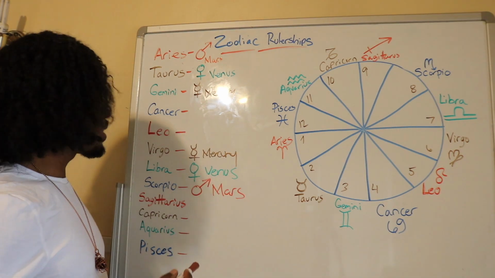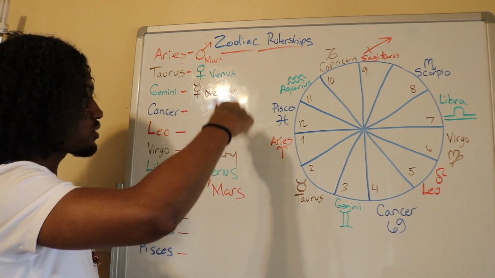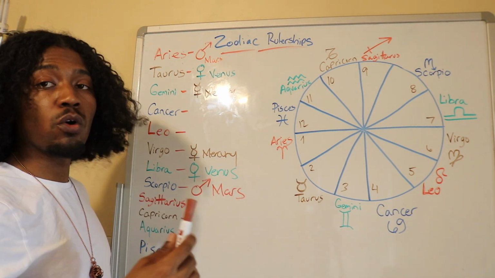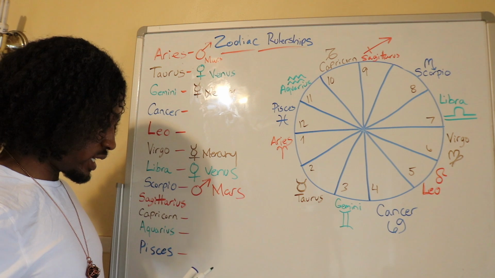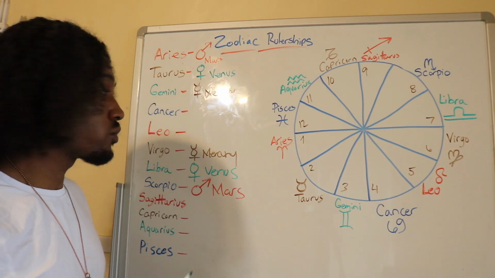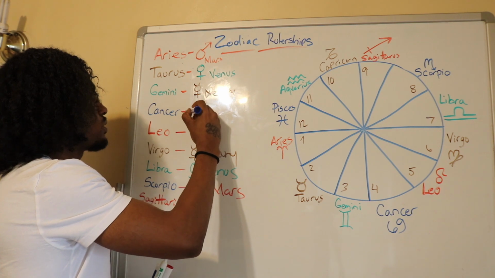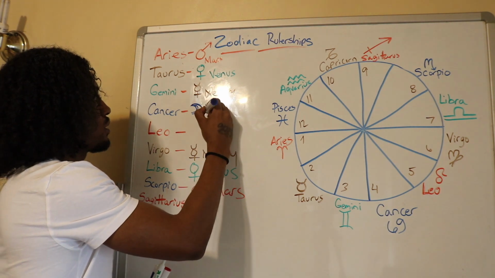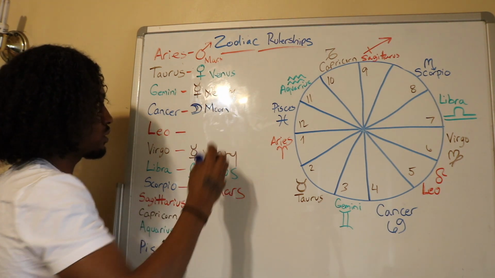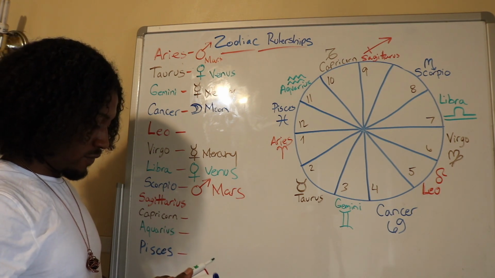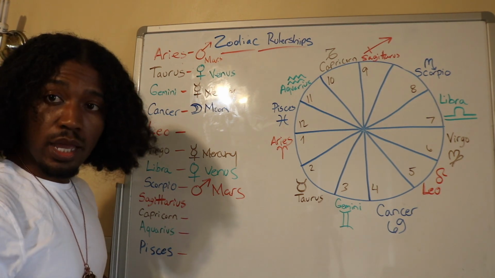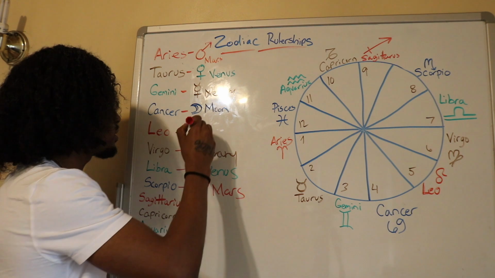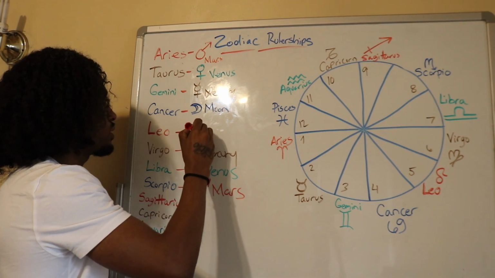Now, most of these planets rule over two signs. However, we have two luminaries, the sun and the moon, and they rule over one sign each. When we get to Cancer, Cancer is only ruled by the moon. So it's the glyph for the moon, if y'all can see that. And then we have Leo, which is ruled by the luminary known as the sun. It looks like the circle and the dot.